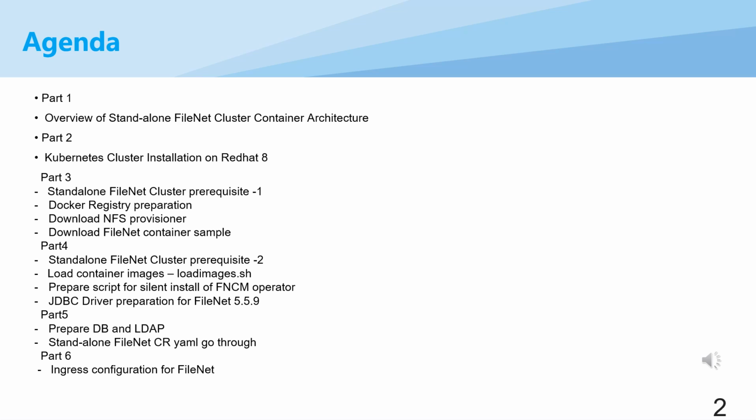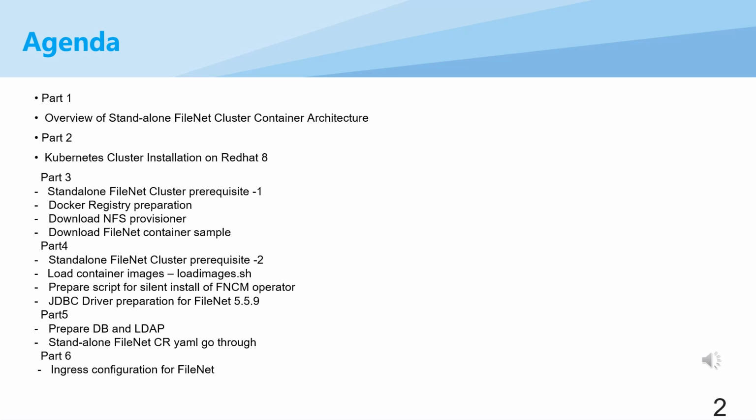At part 4, I will continue with cluster prerequisites. I will show you how to load the container images with loadimage.sh, and also how to prepare the script for silent install of content operator, and also the JDBC driver preparation for the brand new FileNet 5.9.